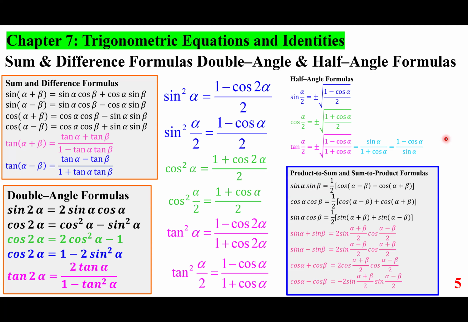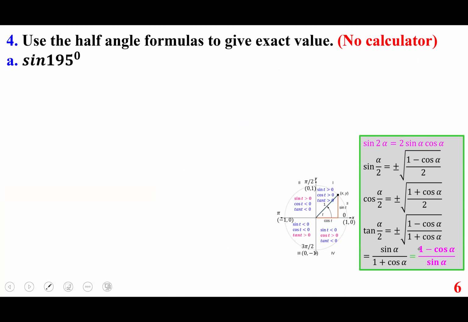We have the product to sum and sum to product formulas. For now, we are going to skip it, and then I will look at it quickly at the end. For now, use the half angle formulas to give the exact value. Sometimes they don't tell you what formulas. You have to figure out on your own.